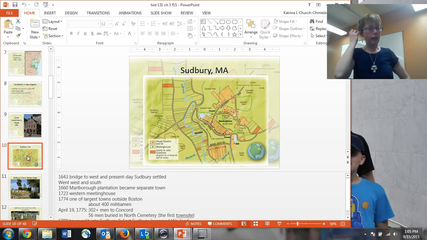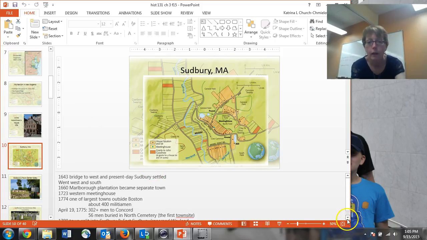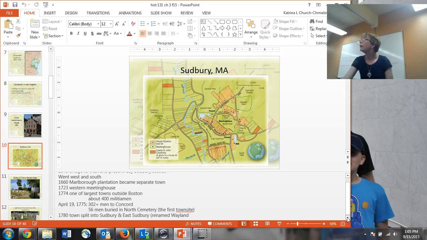All right, and on April 19th of 1775, anybody know what happened then? Yes, Revolutionary War, Lexington and Concord. Okay, 302 men from Sudbury went to Concord. All right, to fight. It wasn't that far, but yes. How did they get to 302? Like, because every single person was counted. And there were 56 men buried in North Cemetery, which was at the first town site. And you'll see photos here.